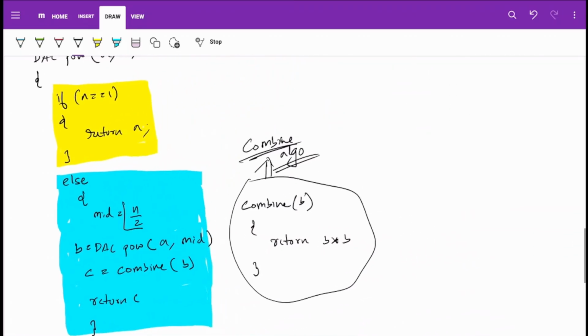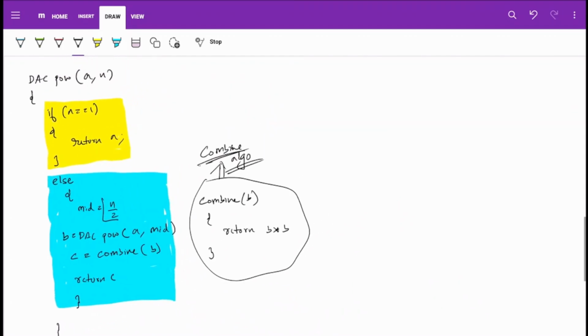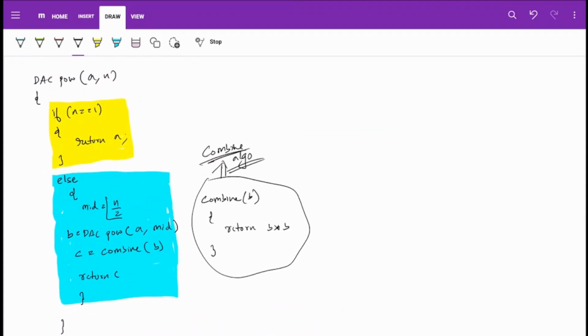So let's now find the recurrence for time. As I have told you, you can write a recurrence for anything like time, space. So here I am writing the recurrence for time. Why do we need to find the recurrence of time? I want to find the time complexity of this DAC power program. To find the time complexity of a recursive program, you need to get the recurrence.